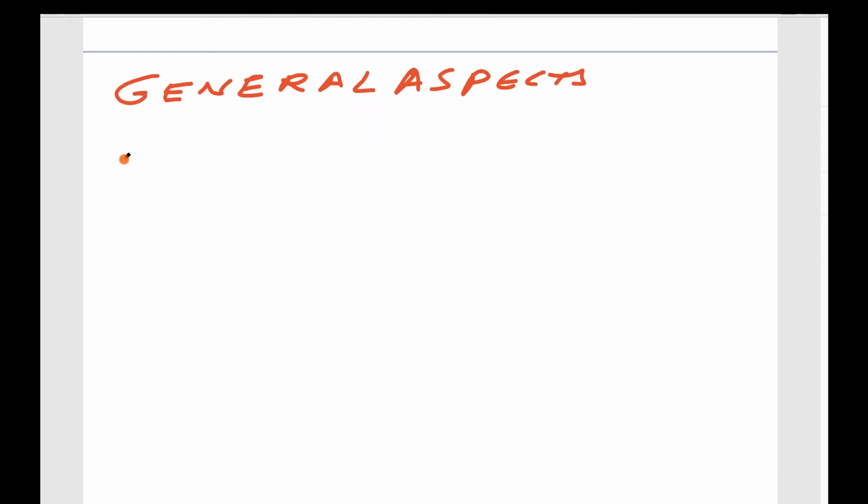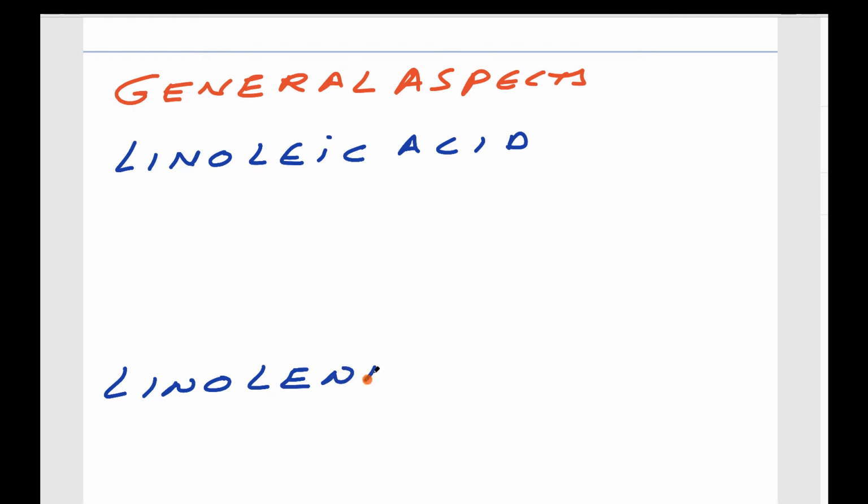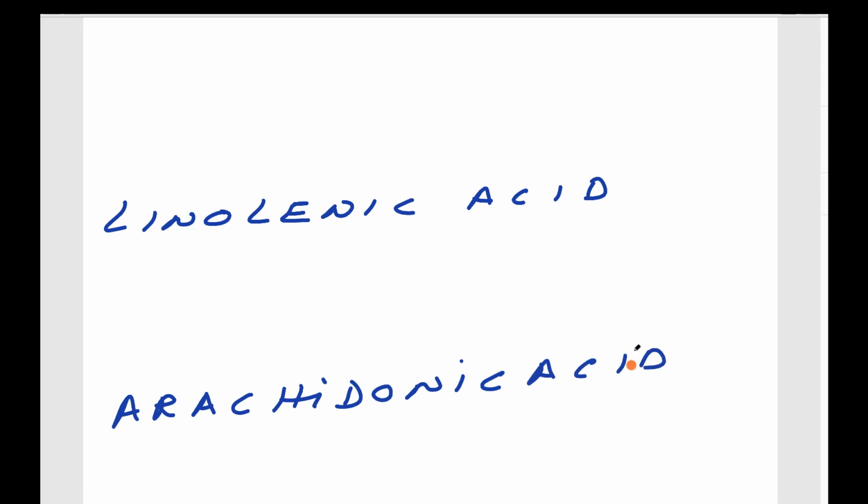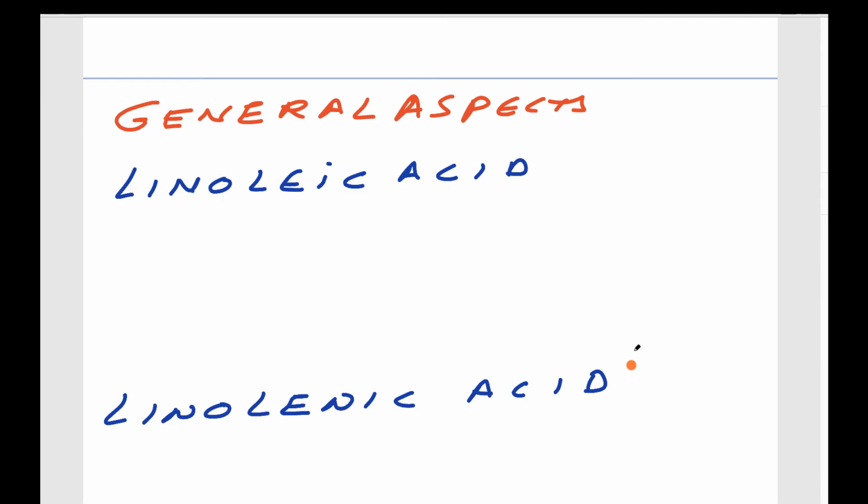Let us talk about the general aspects. In fact, basically, two are the essential fatty acids. The third one can be synthesized from one of the essential fatty acids. What are these? The first one is linoleic acid. The second one is linolenic acid. The third one is arachidonic acid, a 20 carbon fatty acid. Now I will write the structure one by one.